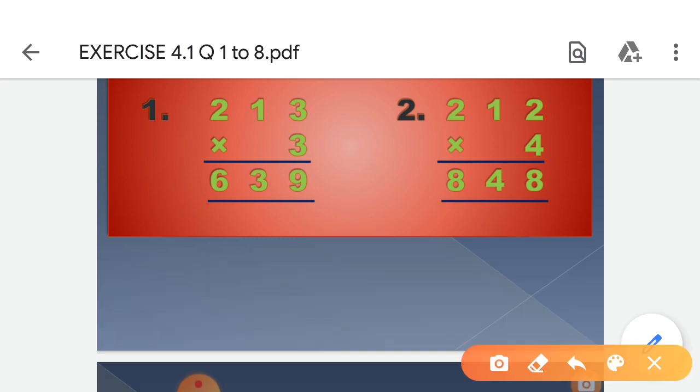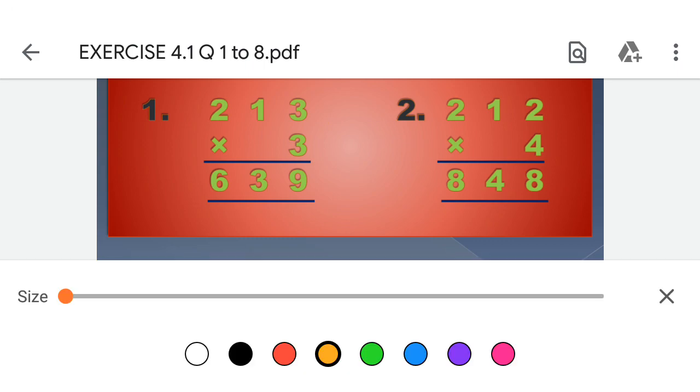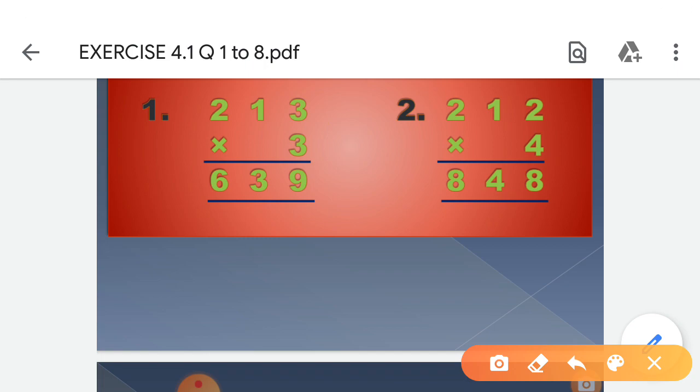So first we have to multiply the numbers which are present at ones place. The number which is present at ones place is 3. So 3 multiplied by 3 is equal to 9. Now again we have to multiply the tens place number, and at tens place the number is 1. So 1 multiplied by 3. So 1 three is 3.